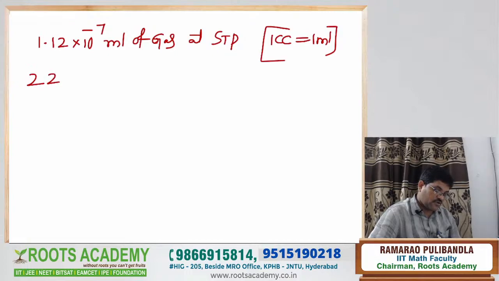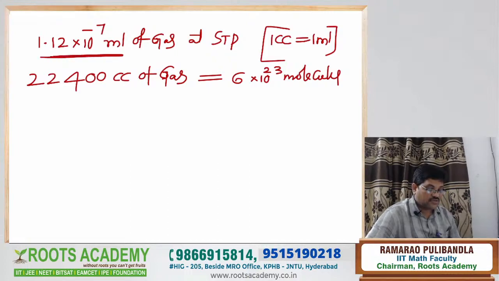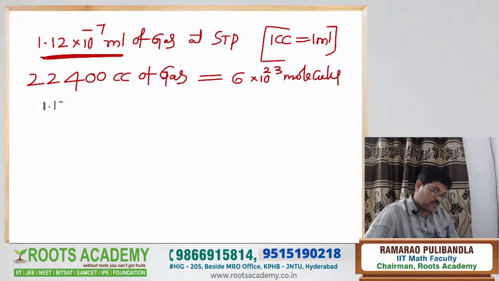STP means what? 22,400 cc of the gas is equal to Avogadro number of molecules. See the question carefully, it is given in cc. 22,400 cc of gas is equal to Avogadro number of molecules. But in the question, how much is given? 1.12 into 10 power minus 7 cc.